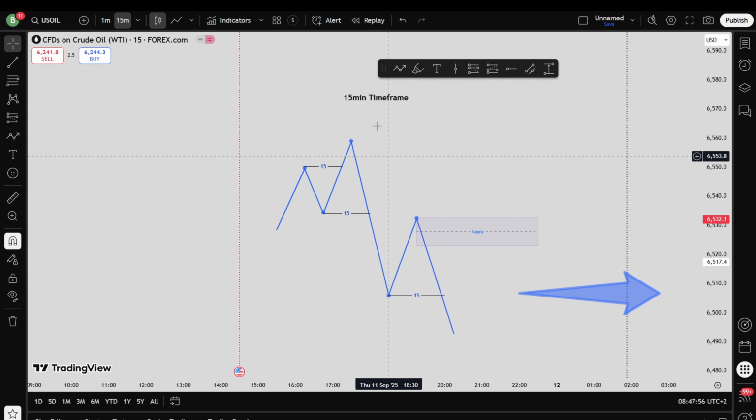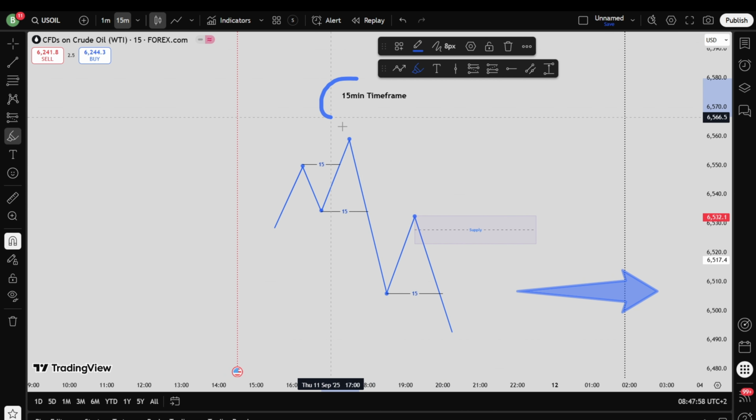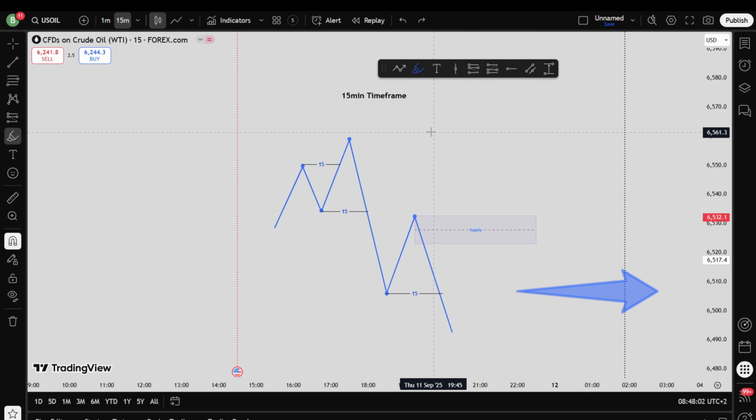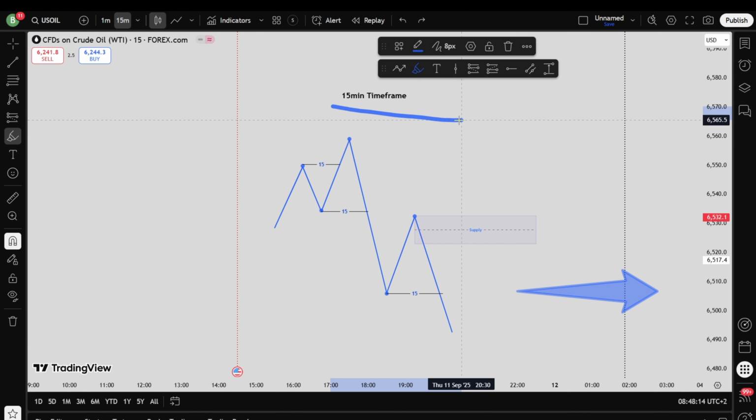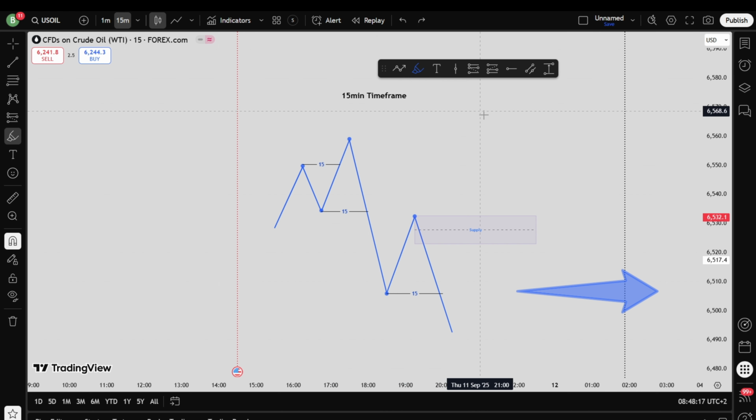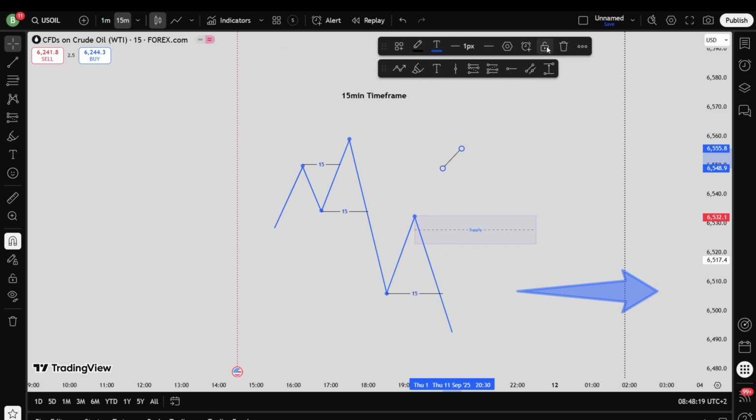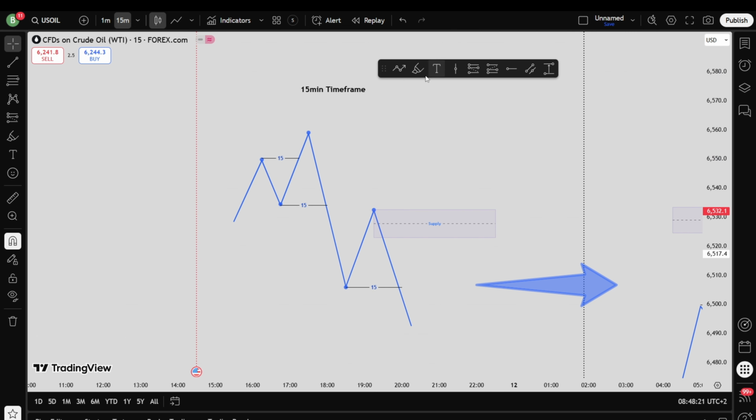So basically I use the 15 minutes time frame. So that's my higher time frame. Sometimes I use the 4 hour and the 15 minutes, the 4 hour for my structure and then the 15 minutes for my entry. Sometimes I use the 15 minutes for structure and then the 1 minute for entry. So as you can see, this is the model that I usually look for.